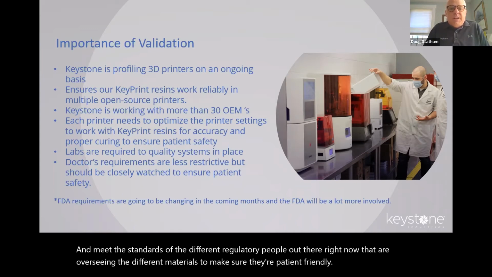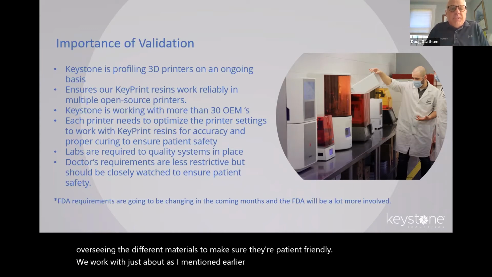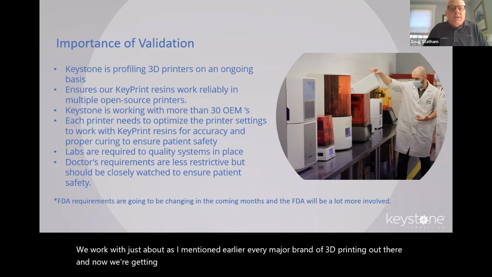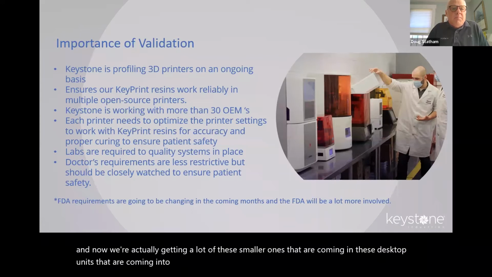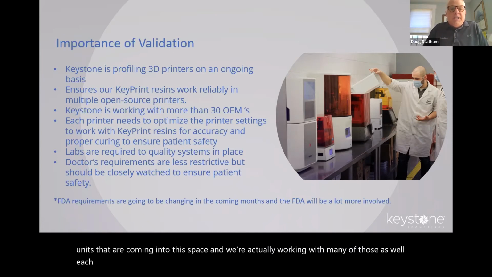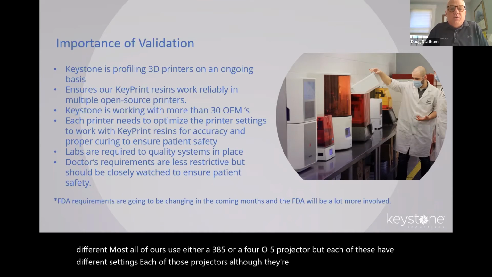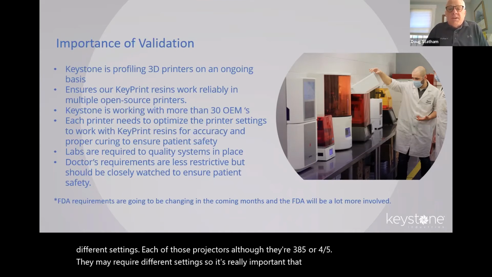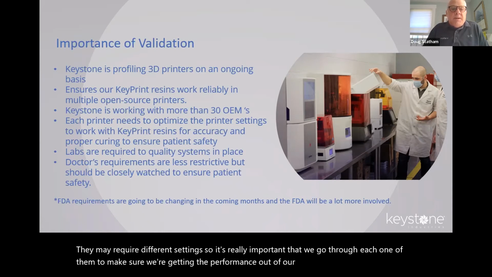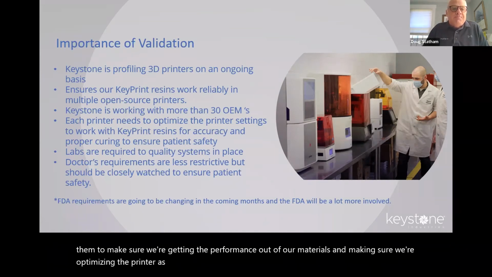We work with just about, as I mentioned earlier, every major brand of 3D printing out there. And now we're actually getting a lot of these smaller ones that are coming in, these desktop units that are coming into this space, and we're working with many of those as well. The reason why we put so much time on this validation is that each printer is slightly different. All of ours use either a 385 or a 405 projector, but each of these have different settings. Each of those projectors, although they're 385 or 405, may require different settings. So it's really important that we go through each one of them to make sure we're getting the performance out of our materials and optimizing the printer as far as its capabilities.